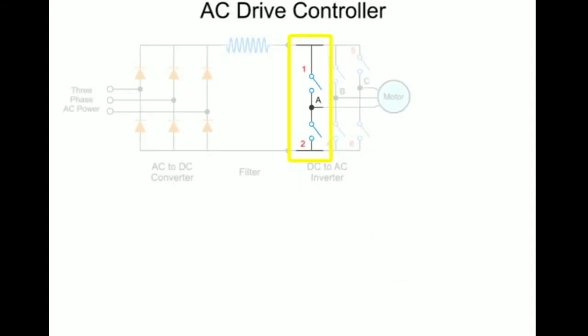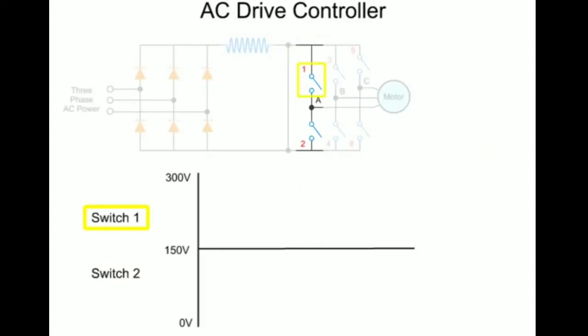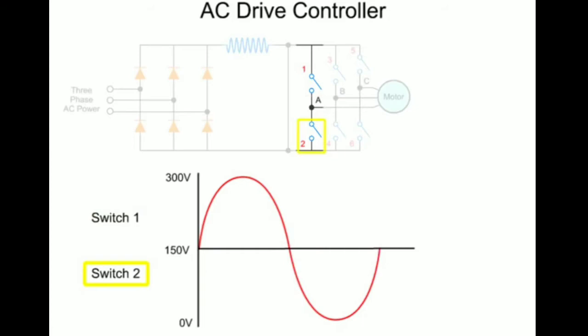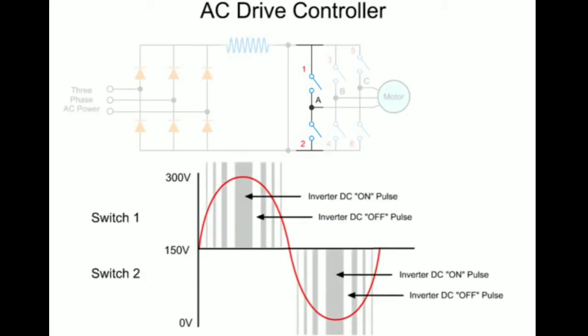In each pair of switches, one switch generates the up component of the sine wave and the other generates the down component. The inverter output is not a true sine wave, but an approximation based on the application of pulse width modulation, or PWM.